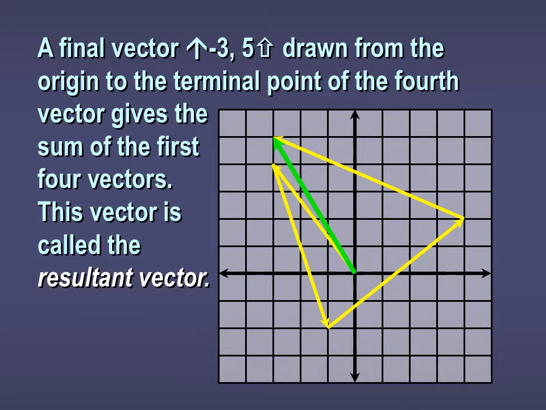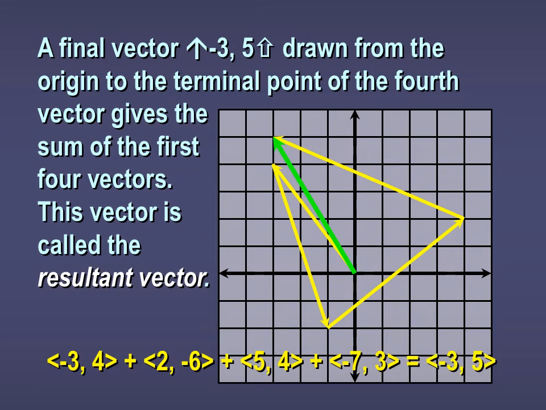So I'm sorry, these arrows, those are supposed to be those angle brackets. Just so y'all know that those came out weird. Those are supposed to be angle brackets there. That's a vector, negative 3, 5. So the vector negative 3, 4 plus the vector 2, negative 6 plus 5, 4 plus negative 7, 3, those result in the resultant vector negative 3, 5.